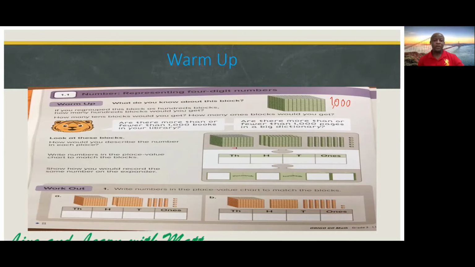For this one, it is 1,000. So we write 1 here to depict the block. Now let's count the 100 blocks. 1, 2, 3, 300. So we write 300. That's the 10 blocks. We have 1, 2, 3, 4, 5, 6. So we're going to write 6 here. And the ones, let's count it together. 1, 2, 3, 4, 5. So we're going to write 5 in the ones place.